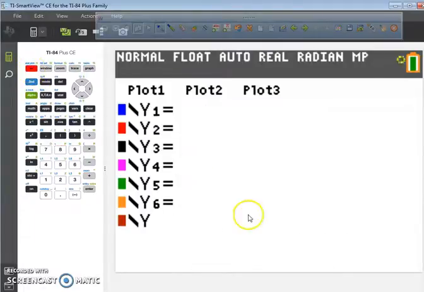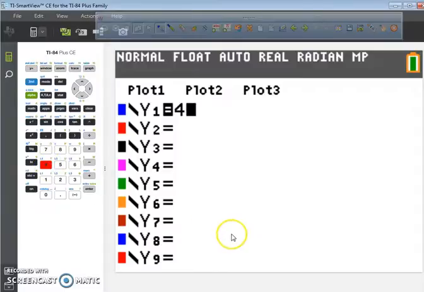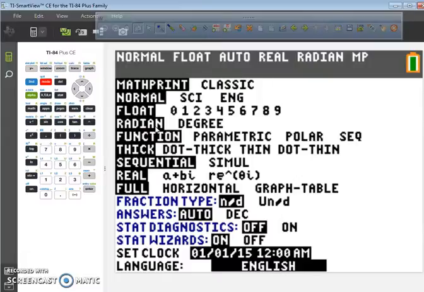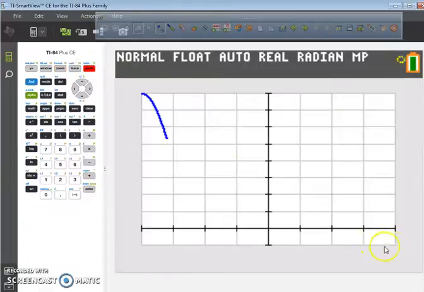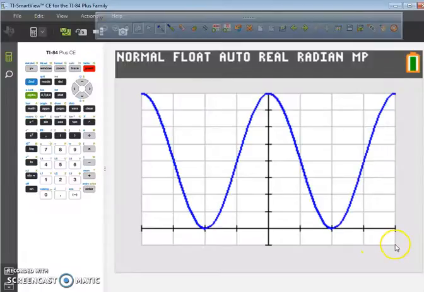So now I can go to y equals. I can type in a 4. I'm going to type in a cosine. I'm going to type in an x. I'm going to close the parentheses and put +4. Okay? Now make sure your mode's in radian mode. Okay? If you want your grid line on so you can see the grid, it's second zoom. Make sure your grid line right here is turned on. So when you hit graph, you can see your graph. So that's going to be the graph you're going to draw on your paper.